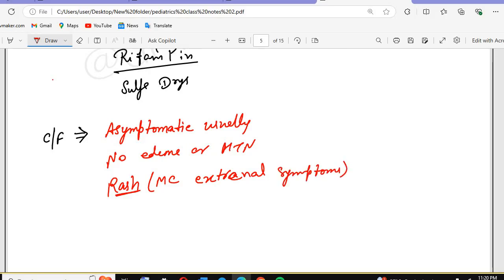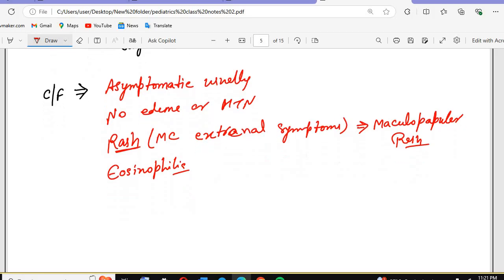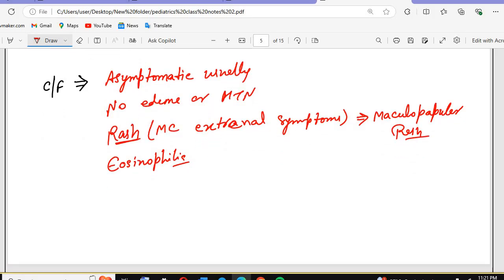On the lab investigation, you are going to see eosinophilia. And these rashes are maculopapular rashes. There will be eosinophilia, meaning an increase of eosinophils. And we have discussed that this is a reversible cause of acute kidney injury as well.